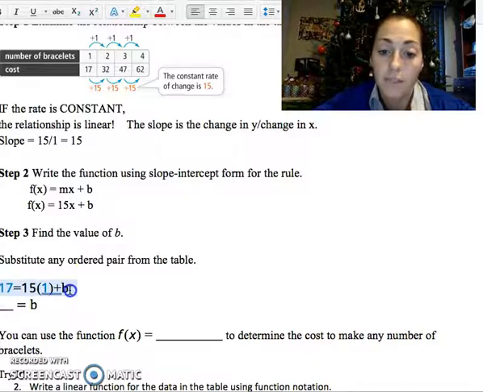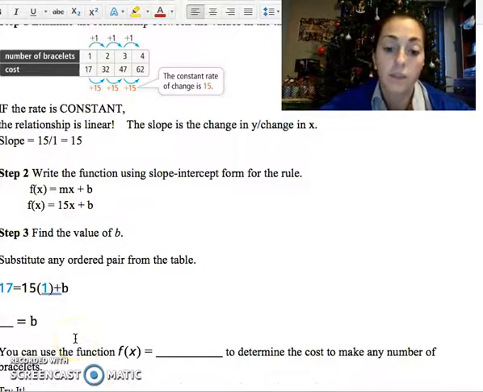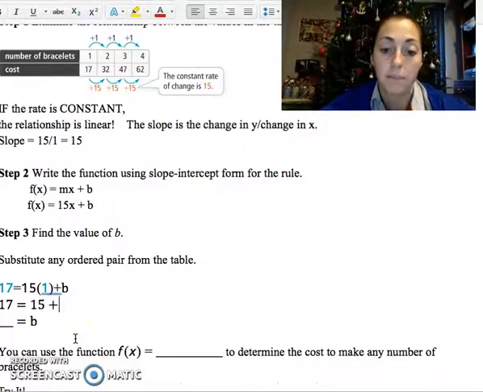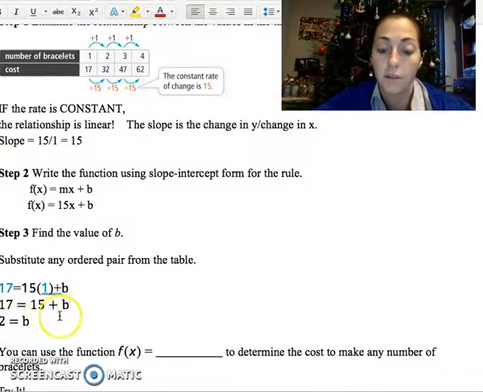And if you solve it, 17 is your y, or your f of x, equals m is your slope, that's your 15, times that 1, that's that x value, plus your b. So that's 17 equals 15 plus b. Subtract 15 from both sides, and your b value is 2.